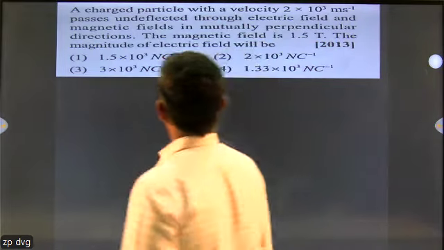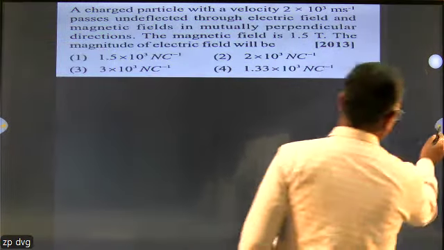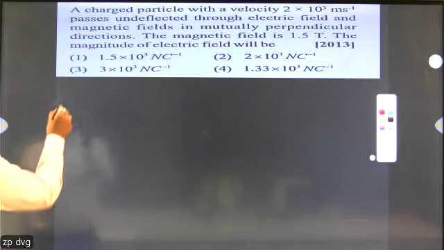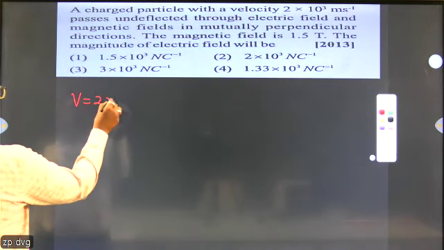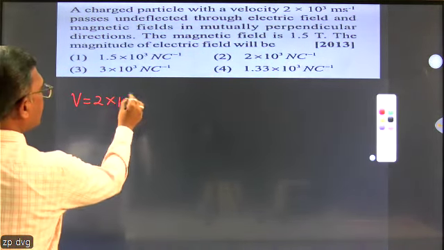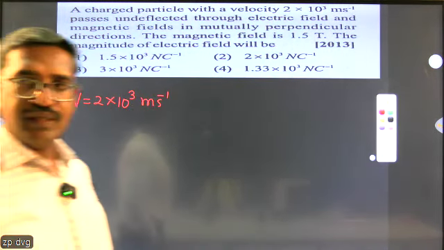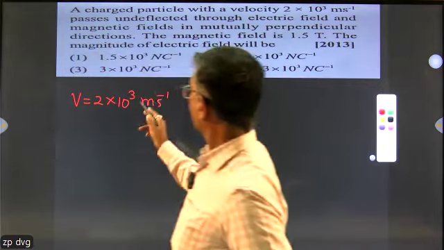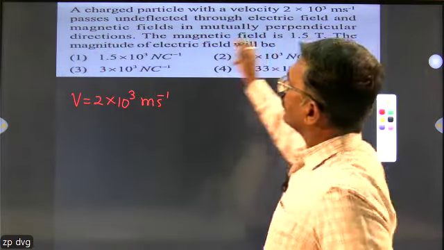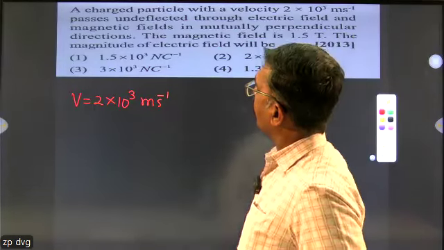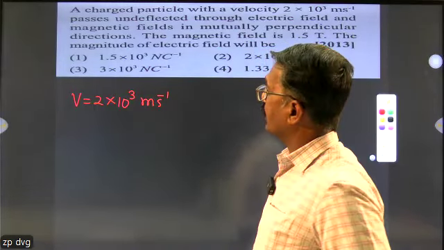Look. A charged particle with velocity 2 into 10 power of 3 meter per second. That charged particle is moving with a velocity of v equal to 2 into 10 power of 3 meter per second. It passes undeflected through electric and magnetic fields in mutually perpendicular directions.